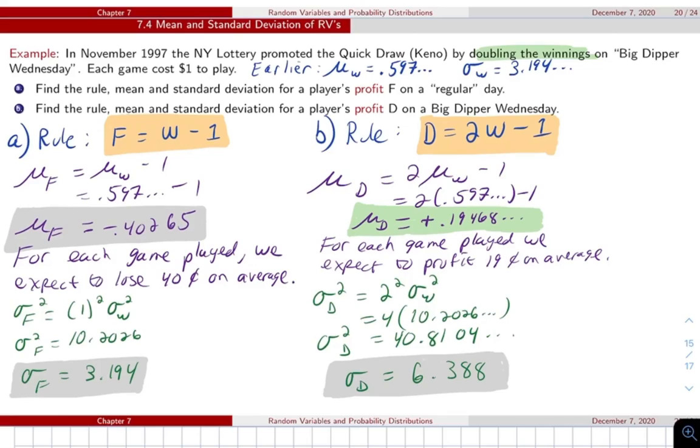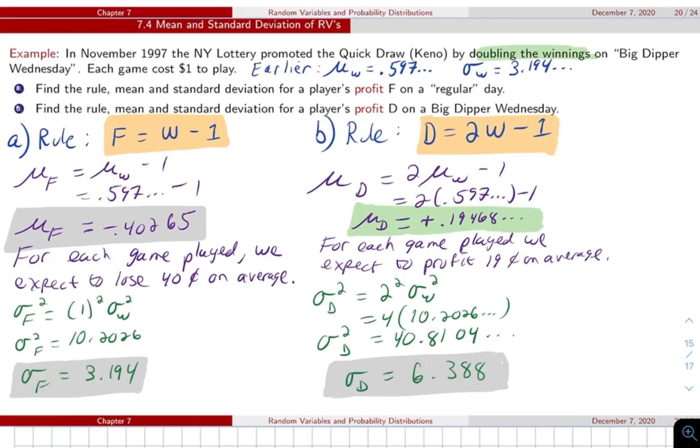And here is what happens on Big Dipper Wednesdays. If they're not going to increase the price, it's still going to cost me $1 to play. But if they double my winnings, my profit D on Big Dipper Wednesdays is 2W minus 1. Take the mean, plug it into this rule, 60 cents times 2 minus 1. My average is now a positive 0.1946, and that's very important.